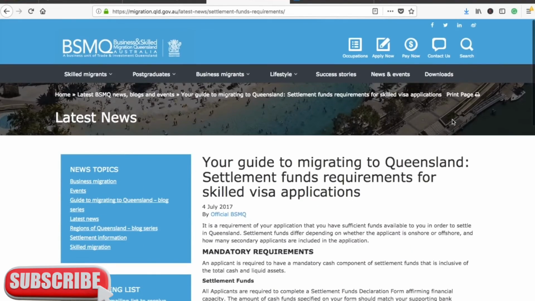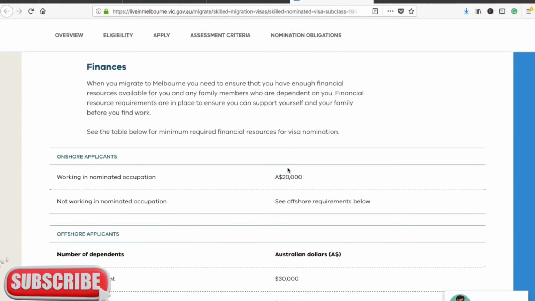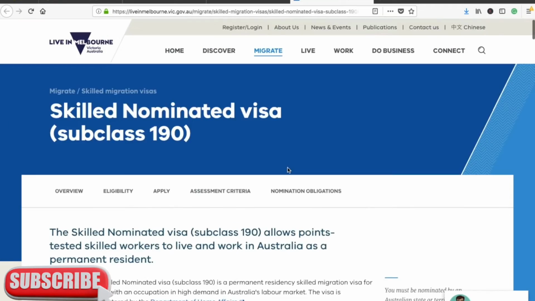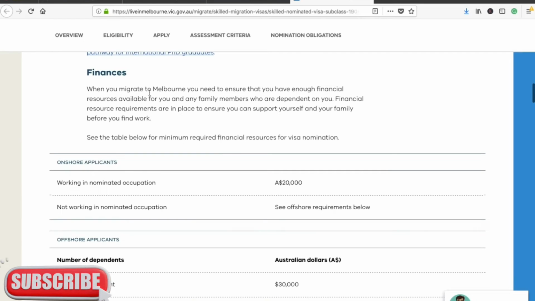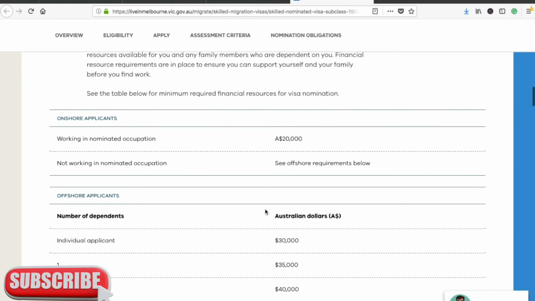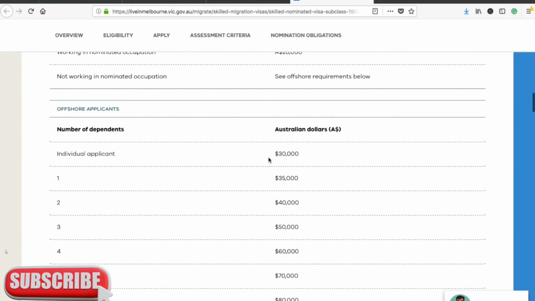Okay, now moving on again. This is the state of Victoria. So for Victoria, they say that when you immigrate to Melbourne, you need to ensure that you have enough financial resources for you and your family members. So you need to have 30,000 for the individual applicant, 35,000 for one additional applicant, and 40,000 if you have one child as well. So this is the amount for the state of Victoria.